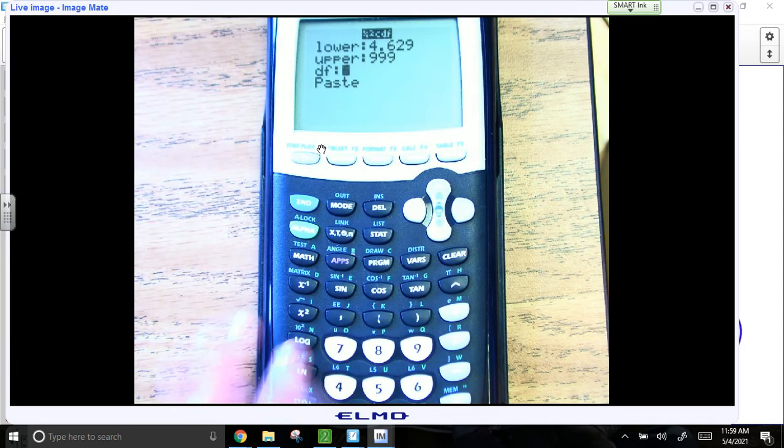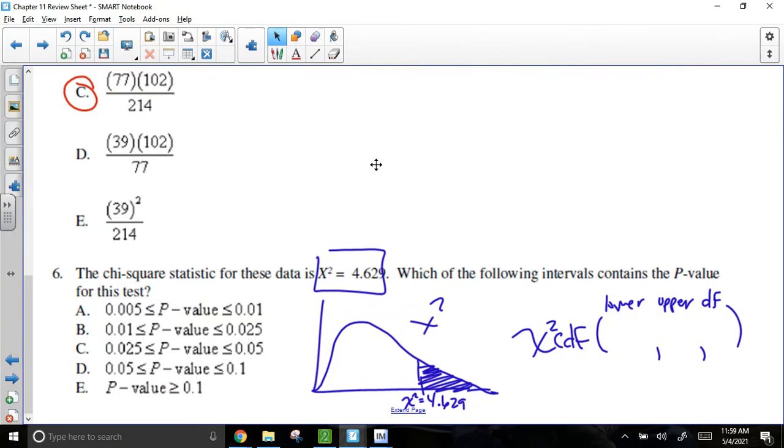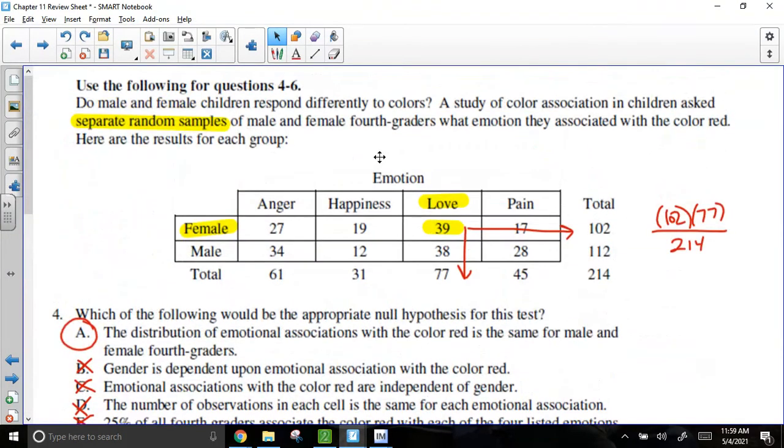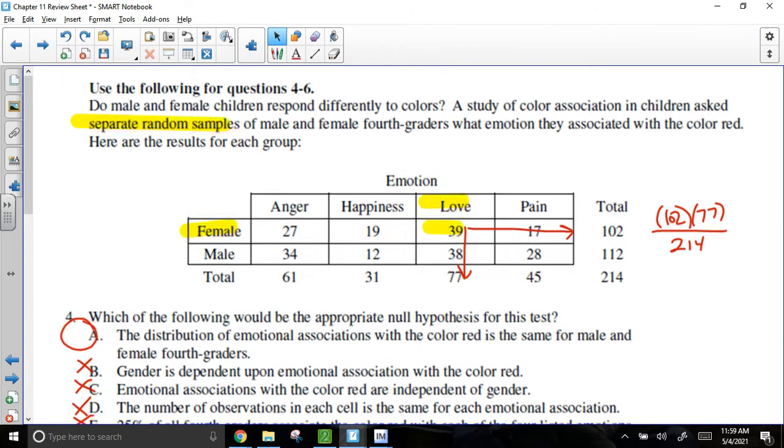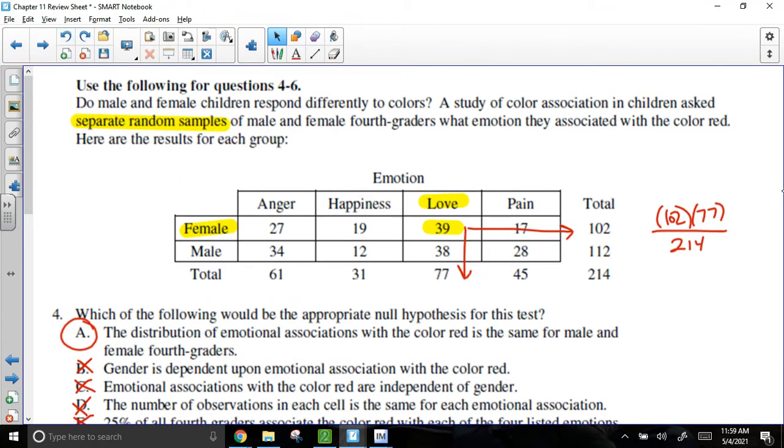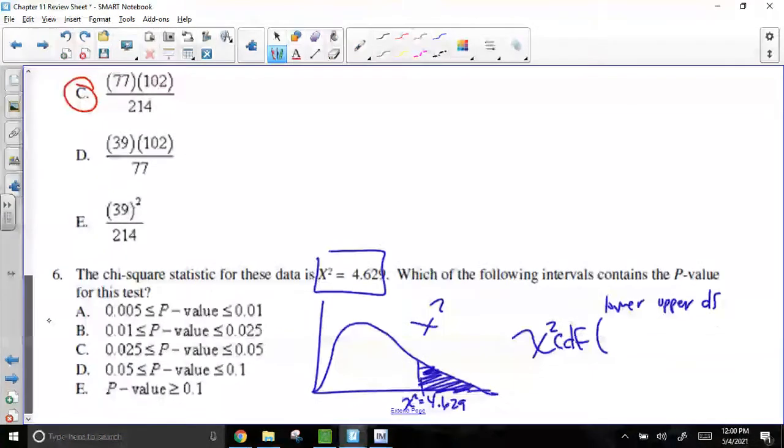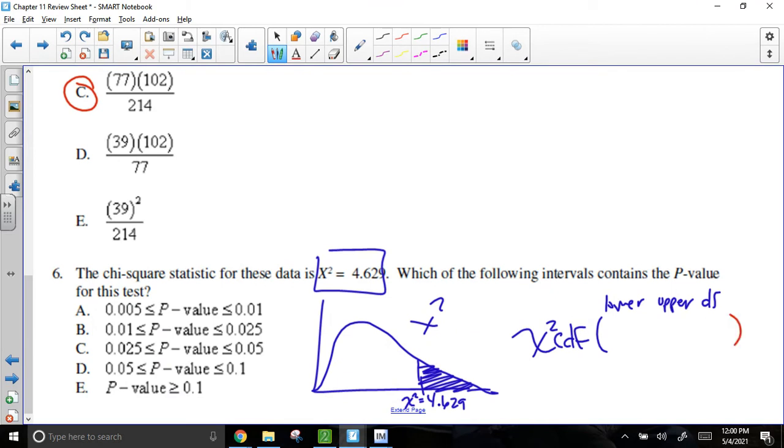And the degrees of freedom, I guess we need to go back to that and figure out the degrees of freedom. Let's scroll back up to the top. Remember my little trick I taught you. Cancel out one of the rows. Cancel out one of the columns. Notice my degrees of freedom, 1, 2, 3 data pieces left. So with 3 data pieces left, the degrees of freedom is going to be 3. So my lower bound is the 4.629. Upper bound is 999, degrees of freedom of 3.